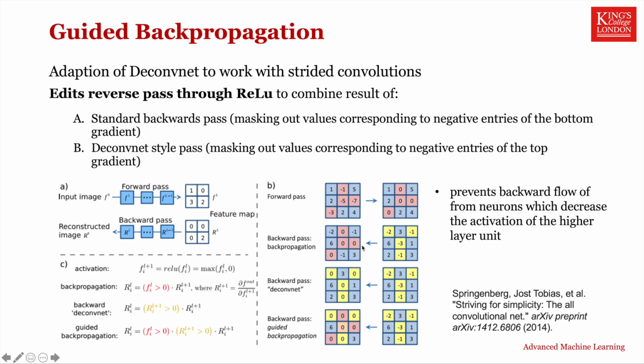The problem with this mask is that when you backpropagate through this mask, it is corresponding to the negative values of the forward operation, and so negative values from the backwards operation get through. Whereas the reverse ReLU of the deconvNet is specifically designed to get rid of these negative partials coming through from the layer above, and then guided backprop just combines both of these approaches together.